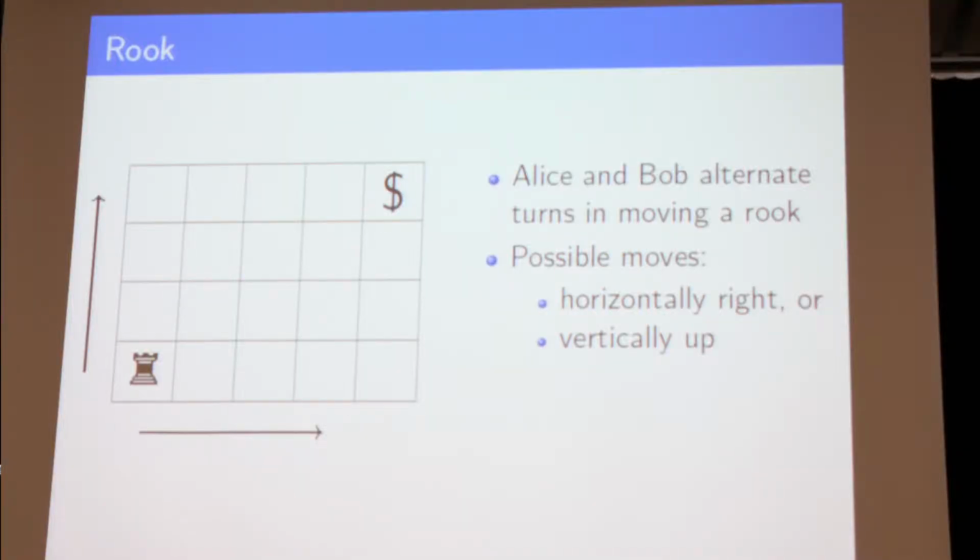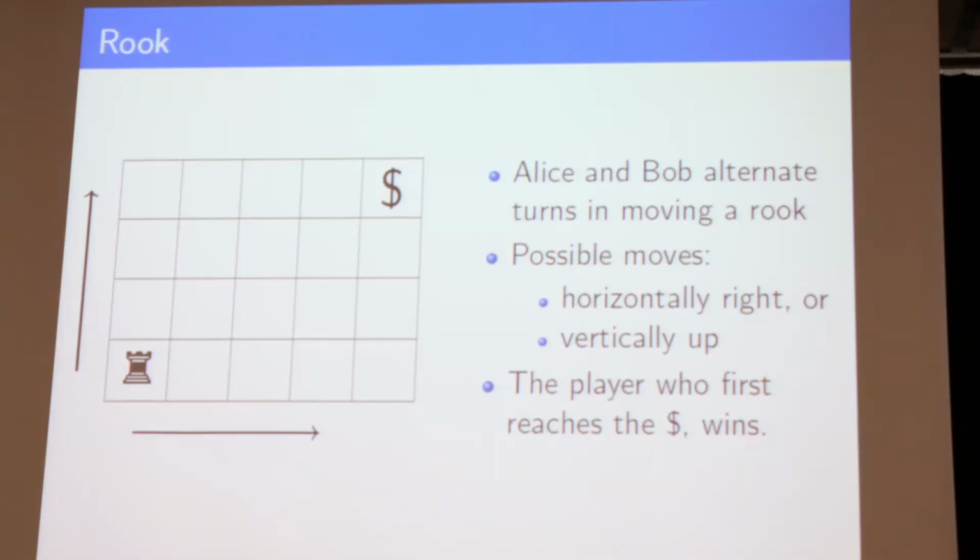The rule is that the possible moves of the rook are horizontally right or vertically up. It's not quite the same rook as one from a chess set, because it can only go horizontally to the right, never to the left, and only up, it can never go down. They alternate moves. What is the goal of the game? The player who first hits that special square containing the cash wins the game. So they alternate turns, move the rook, and you want to be the player who first hits that cash.